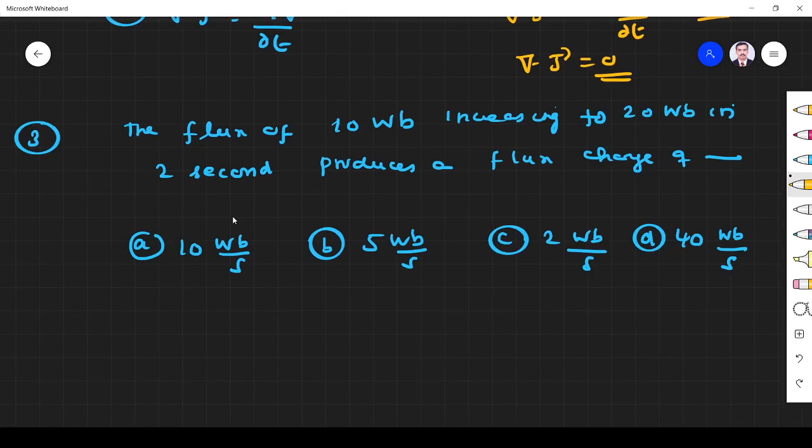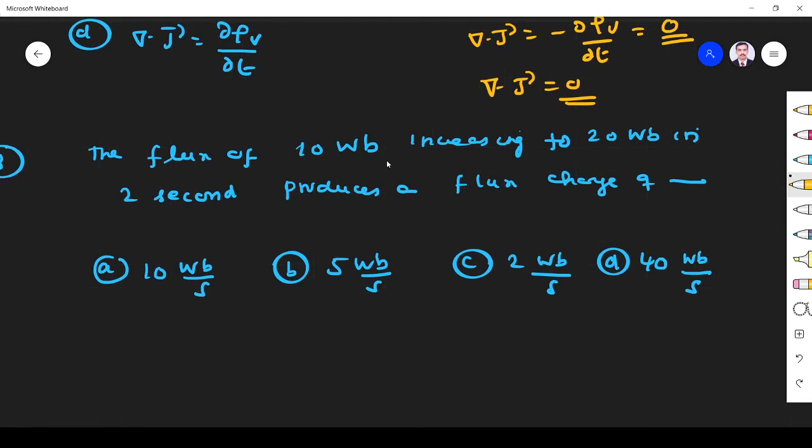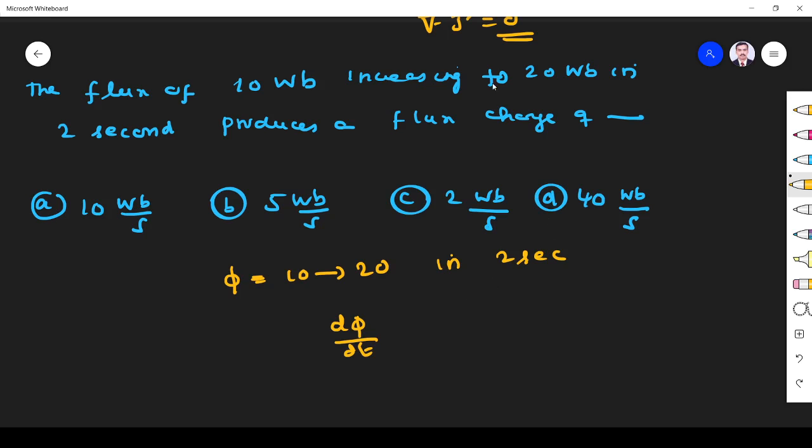Next question. The flux of 10 Weber increasing to 20 Weber, right? So phi is increasing from 10 to 20 Weber in 2 seconds. What is the flux change? Flux change is nothing but the rate of change of flux with respect to time. So the change in flux is 20 minus 10 per 2 seconds, so for 2 seconds it is 10 by 2. So for 1 second it is 5 Weber per second.